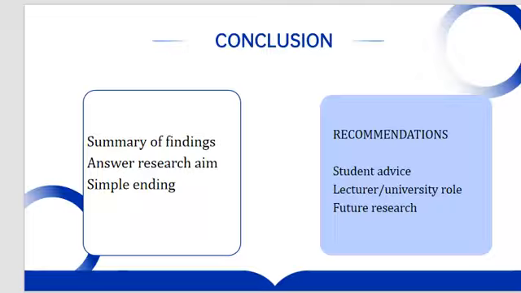For recommendations, you must suggest practical actions. For example, students may need to improve time management if they are in a relationship. Universities can also provide guidance or awareness programs to help students balance academics and relationships. You may also suggest future directions such as studying how relationships affect GPA, CGPA, or stress levels.